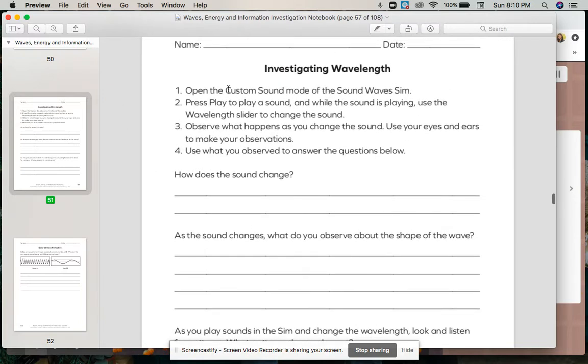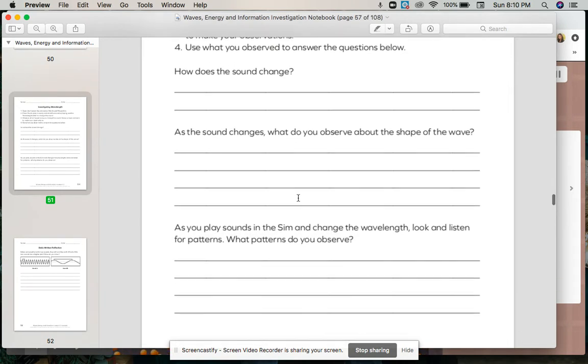It says 1, open the custom sound mode of the sound wave sim. Press play to play a sound, and while the sound is playing, use the wavelength slider to change the sound. Observe what happens as you change the sound. Use your eyes and ears to make your observations, and then use what you observe to answer the questions below.